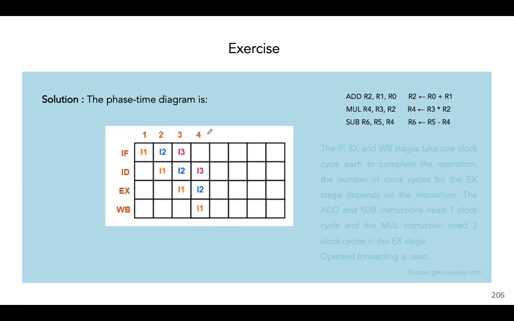All right. Okay, let's move on to the next clock pulse now. What's happening in the next clock pulse? I1, again, is moving into the next phase. I2 is also moving into the next phase. I3 is also moving into the next phase.